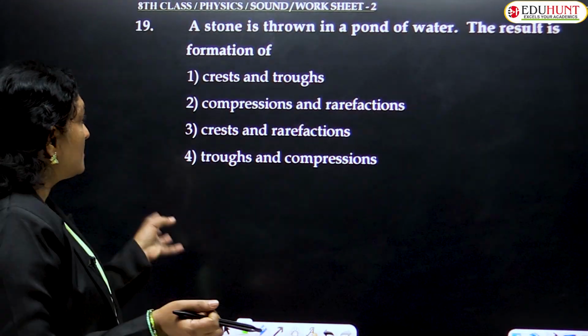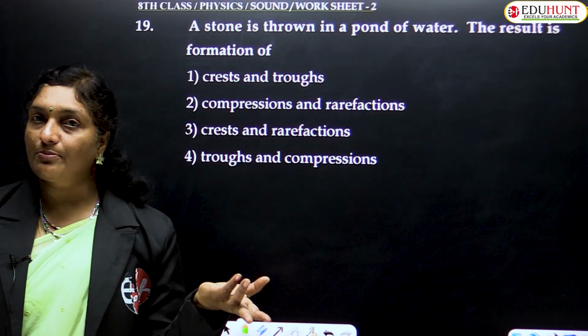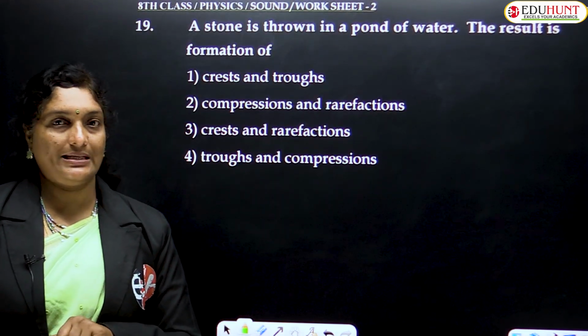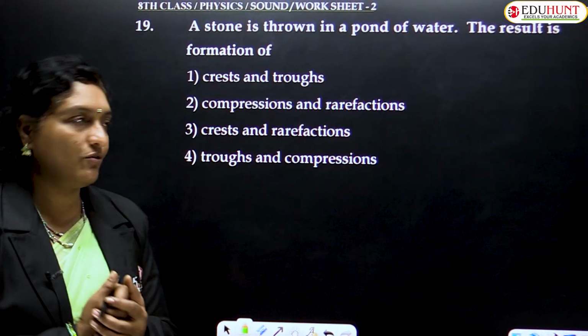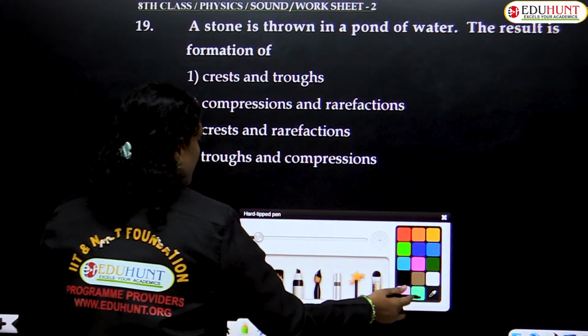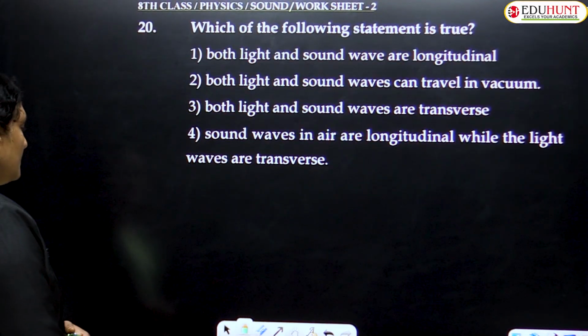So whenever a stone is thrown inside the water, what type of waves are produced? Transverse waves are produced. Whenever transverse waves are produced, alternate crests and troughs are formed. Hence, the correct answer would be crests and troughs. Okay, well, next question, that is 20th.